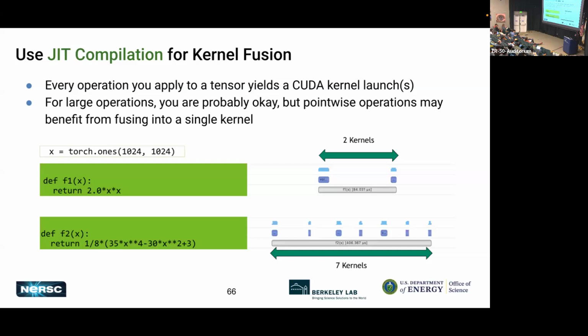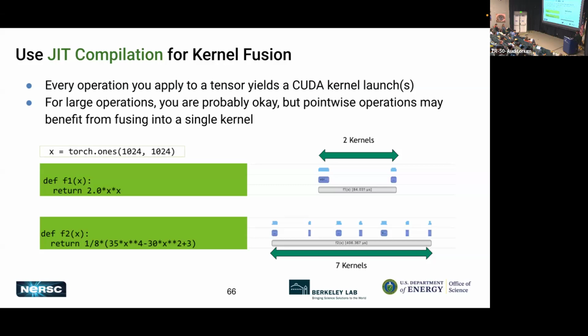Last thing is to do kernel fusion using just-in-time or JIT compilation. The basic idea here is that every operation that you apply on the PyTorch side will call a CUDA kernel. If your operation is really large, like the matrix multiplies, you're probably okay. There's no latency in calling that CUDA kernel underneath the hood. But for smaller operations, and especially pointwise operations, you might want to consider fusing them into a single kernel.